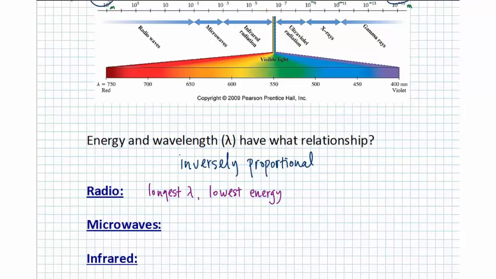Well, then you ask, how is it they're able to cook my Lean Cuisine? Well, microwaves are special in that they have the exact right wavelength in order to get water molecules moving. Okay? Let's just say the energy is just right to make water molecules move.